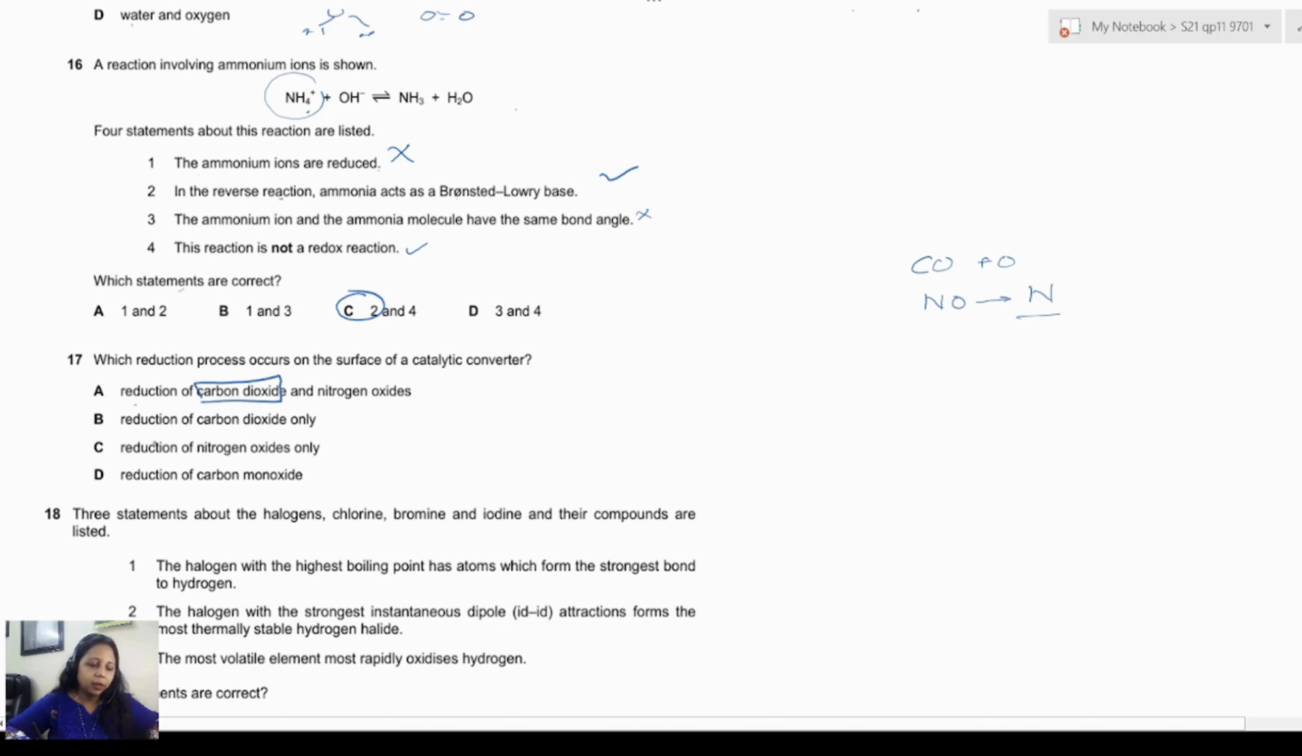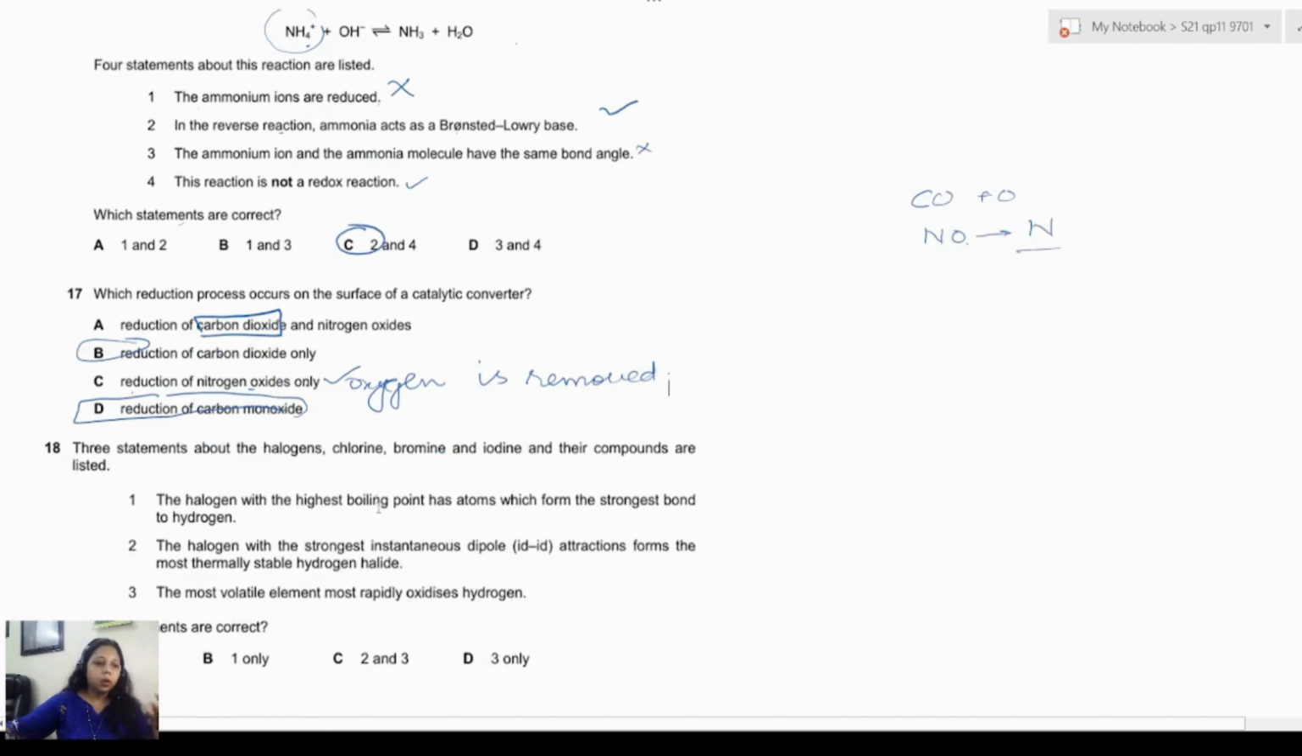Reduction of carbon dioxide is not going to take place. Reduction of carbon monoxide is not going to take place. This is incorrect. Reduction of nitrogen oxide, yes, because oxygen is removed from this one. So this one is correct. Keep in mind the carbon monoxide is oxidized into carbon dioxide.